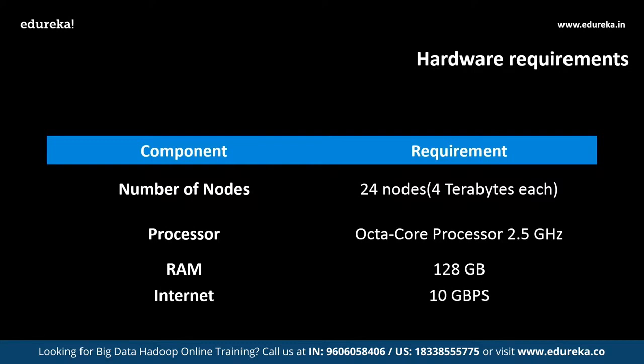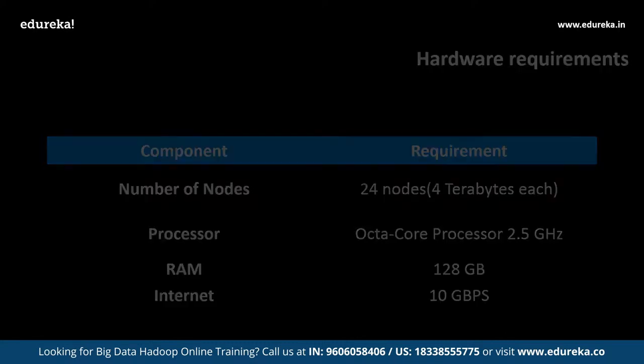Similar to the name node, we also need a hexa-core or at least an octa-core processor of speeds 2 to 2.5 GHz. Followed by that, the RAM. We should have at least 128 GB of RAM. And finally, the internet should be similar to the name node, that is 10 Gbps. So these were the hardware requirements for the Hadoop cluster.